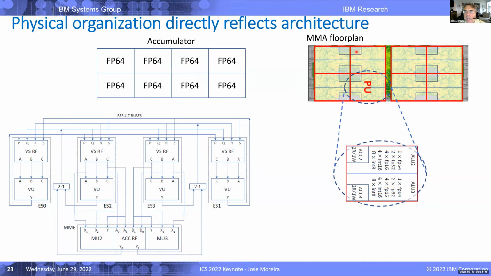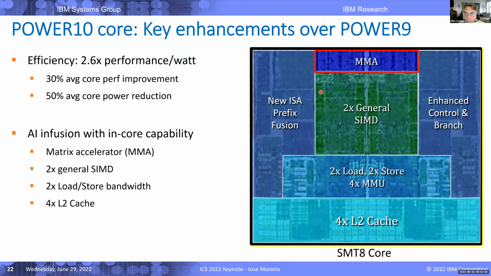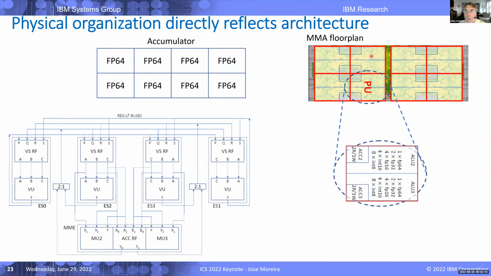And now you can see why data doesn't travel. Worst case, you have data from here going here. So this is the extent of the data that has to travel, as opposed to vector data. I don't know if you can tell, these are vector register files here. So the vector data has to come all this way, while the matrix data, the accumulator, is local to the unit and local to the ALU. It's not even local to the unit. It stays within the ALU. And that's why it's more power efficient.